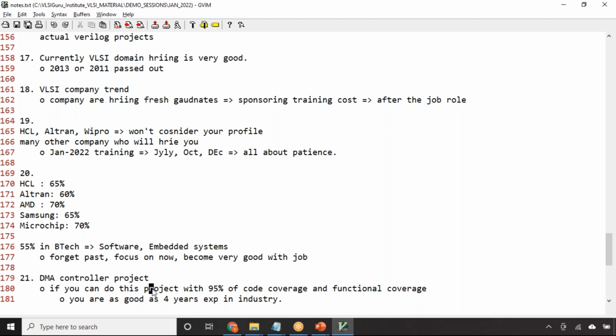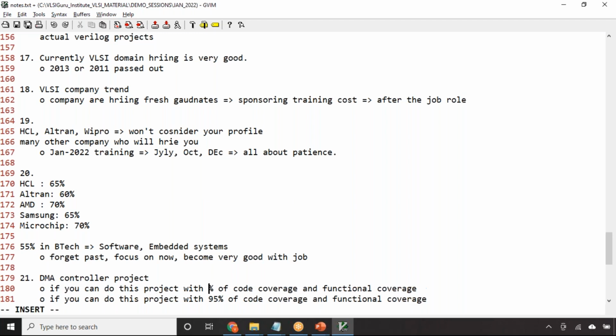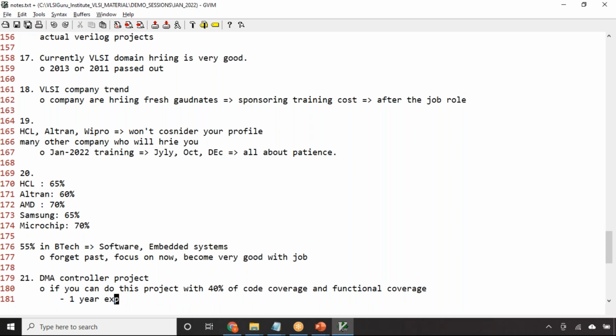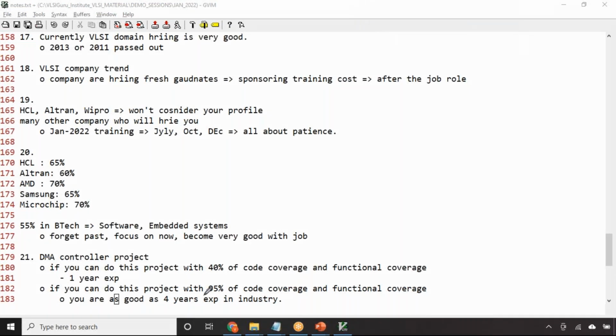Now, there can be another person who has done only 30% or 40% coverage. That'll make you only as good as a 1 year experience person. The point is, by the time you take 40% to 95%, you gain so much expertise. To close the code coverage and improve this coverage, you need a lot of in-depth understanding, how to create the scenarios, how to verify the design, all that.